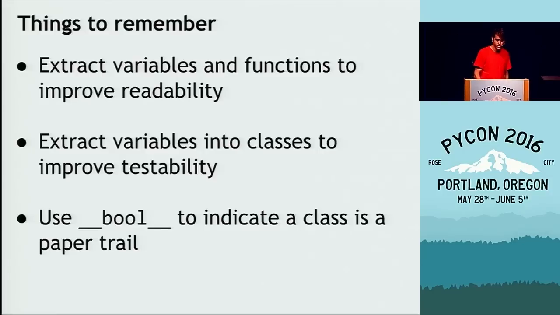So the things to remember is extract variables and functions to improve readability. If you're having trouble testing or you have complicated testing needs, use a class. And then __bool__, whenever you see __bool__, it almost always means that it's a paper trail. It's trying to point at some decision that was already made.